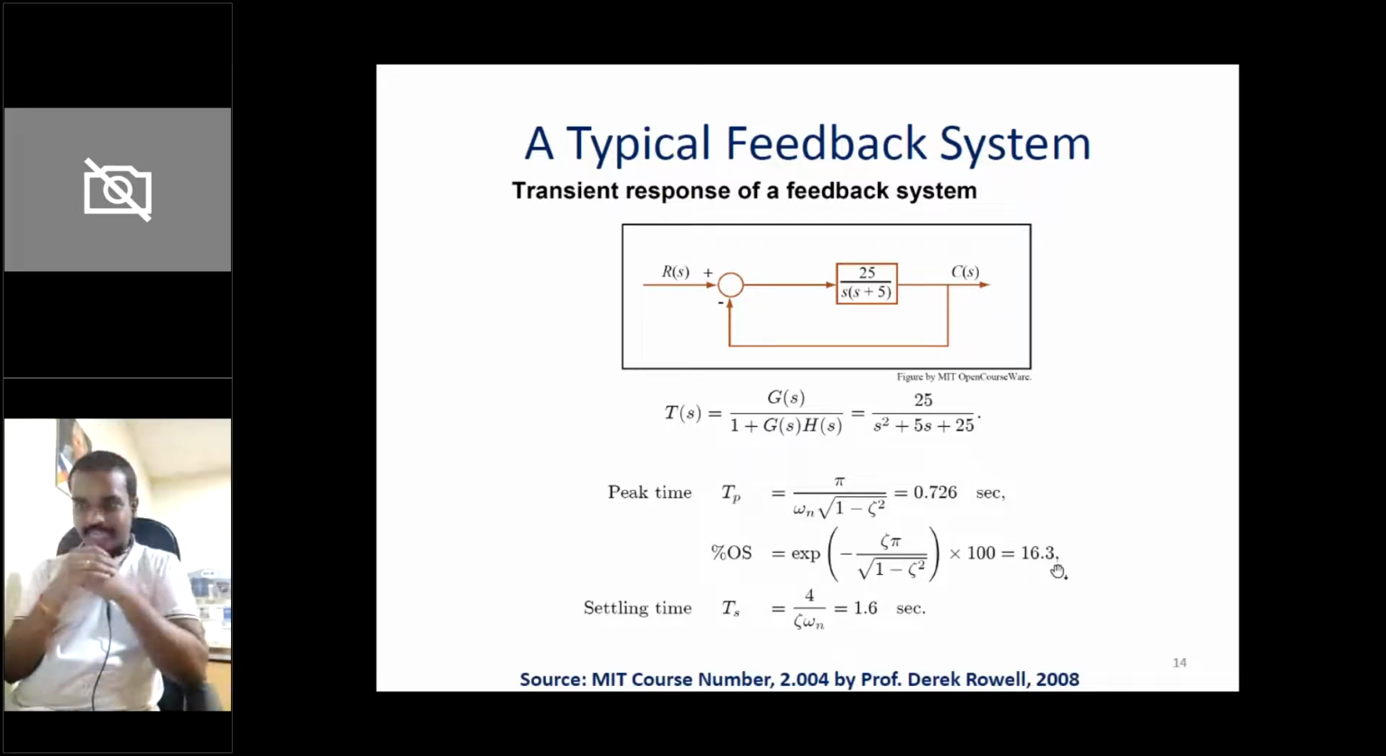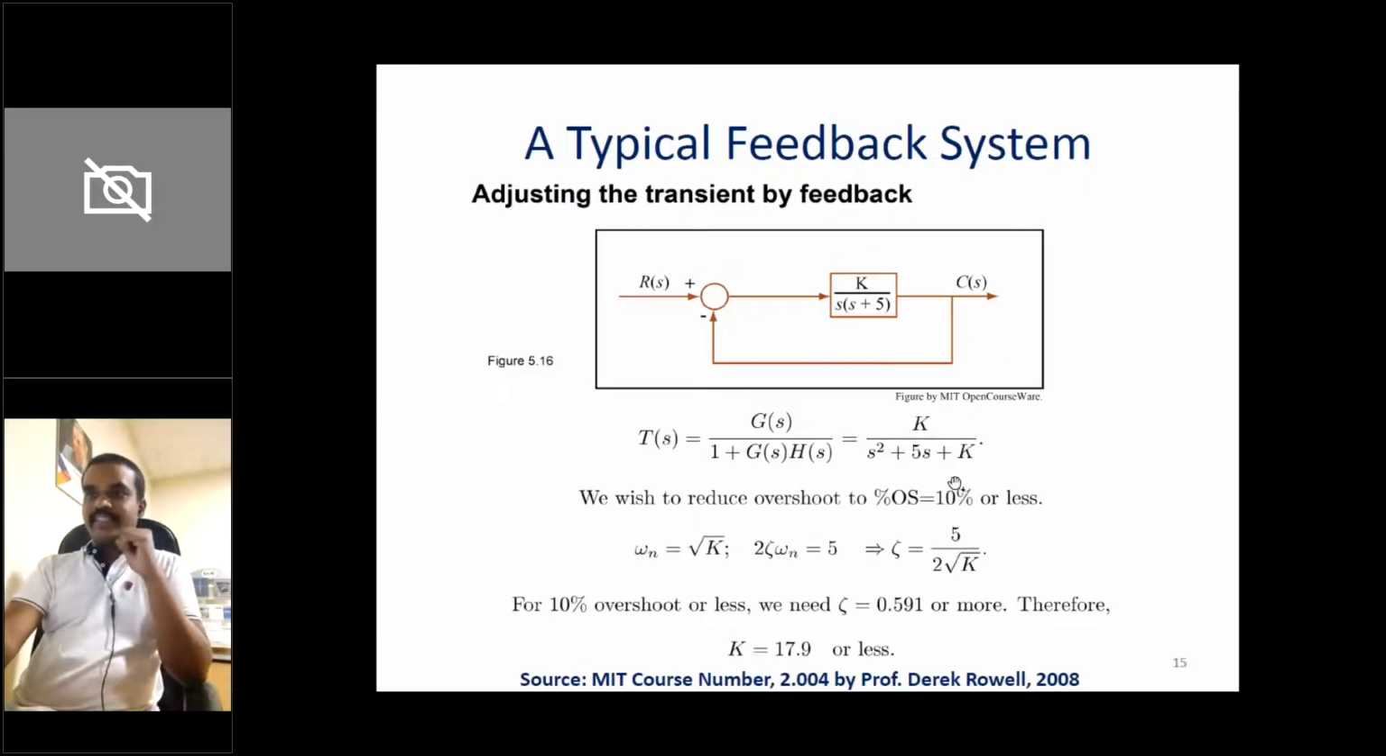So what should be the control strategy? Here you can see that the idea is we wish to reduce the overshoot to 10% or even less. So how do I do that? Instead of 25, what I did here is I kept the k value.